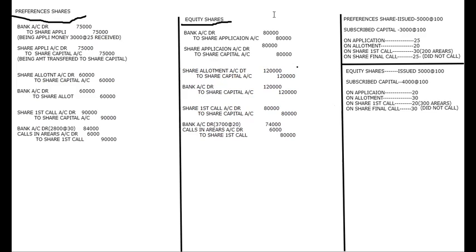Now I said we are going to prepare the cash account. So just take down a screenshot and hope you have completed. I'm clearing the screen now. Now here I'm going to prepare bank account.